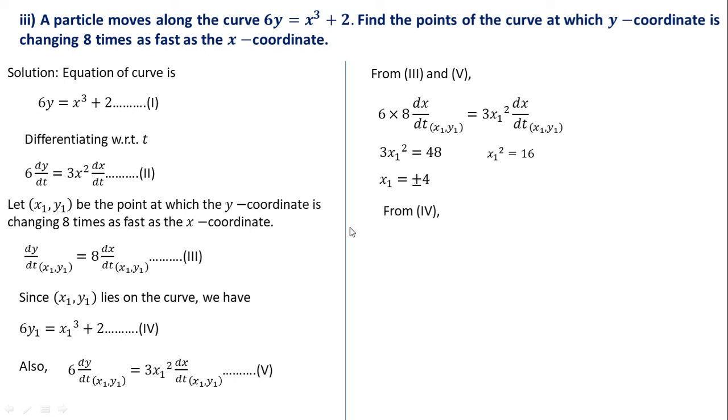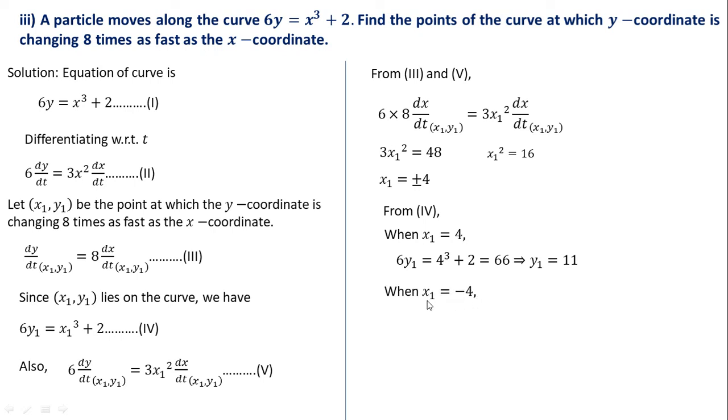Now from equation number 4 we will find out the value of y1. Now if x1 is equal to 4, then what will be the value of y1? Just put the value of x1 is equal to 4 in equation number 4, then you will get 6y1 is equal to 4 cube plus 2, and 4 cube plus 2 means 66. So 6y1 is equal to 66 means y1 is equal to 11. Means whenever x1 is equal to 4, y1 is equal to 11.